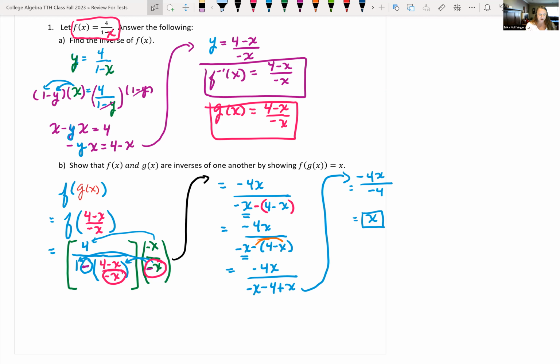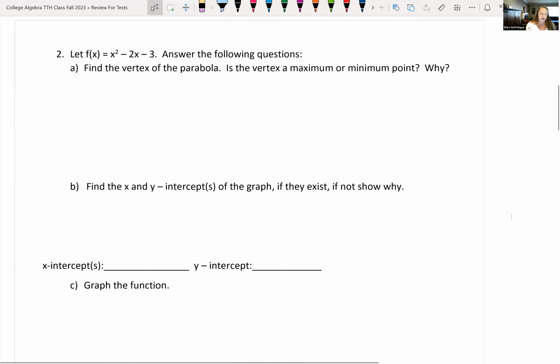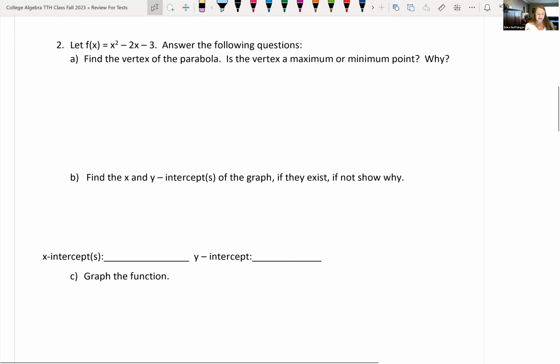So the next problem in this old exam that I gave was the following. So it states let f of x equals x squared minus 2x minus 3. And we want to answer the following questions. So we want to find the vertex of the parabola. And we want to tell is that vertex a maximum or a minimum point and why.